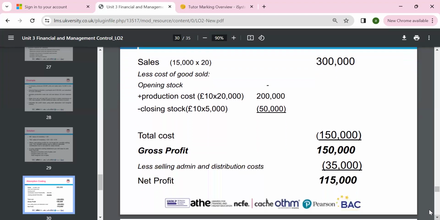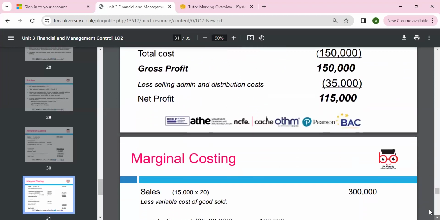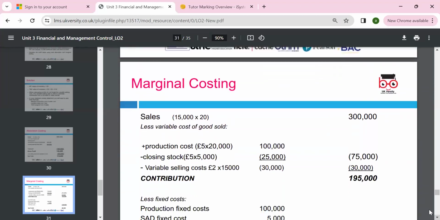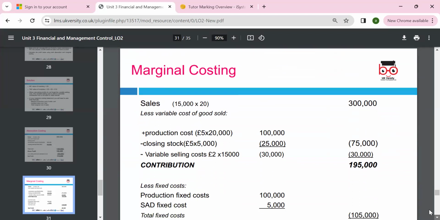So you have a gross profit of 10,000, less the selling and admin of 35,000, so net profit is 150,000. When you're using marginal costing, it means all the variable costs, and fixed cost we use as a periodic cost. We can say £5 is a variable cost per unit, 20,000 units. The inventory is 5,000 units. So contribution, which means gross profit, is 195,000.